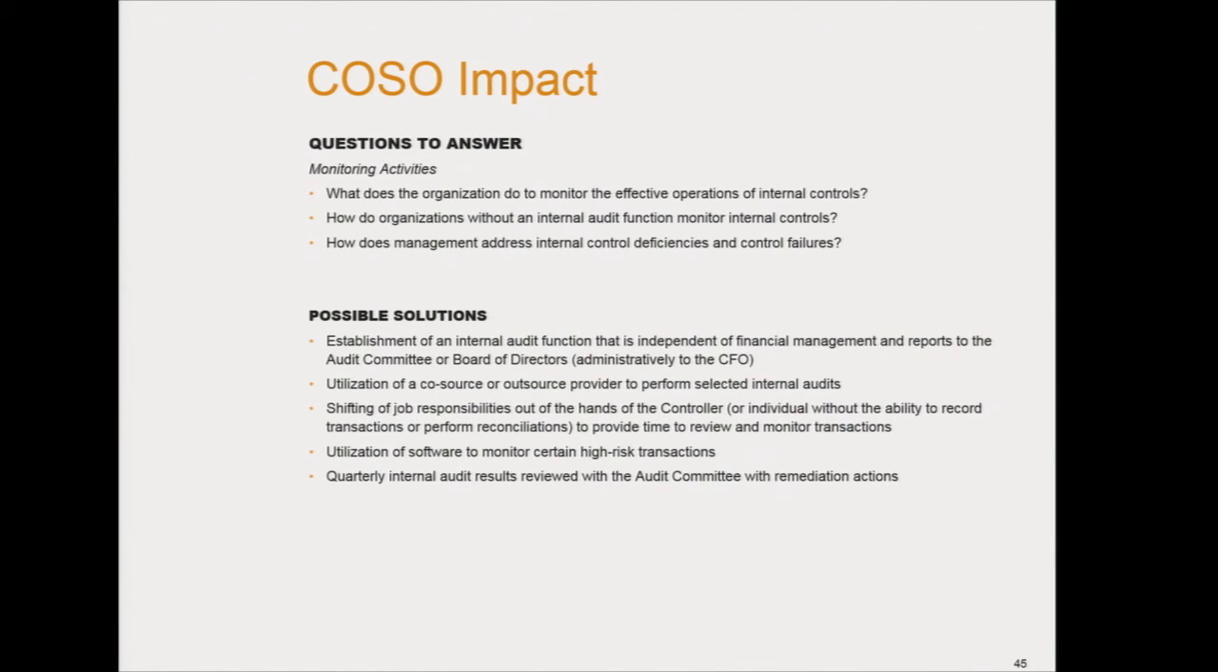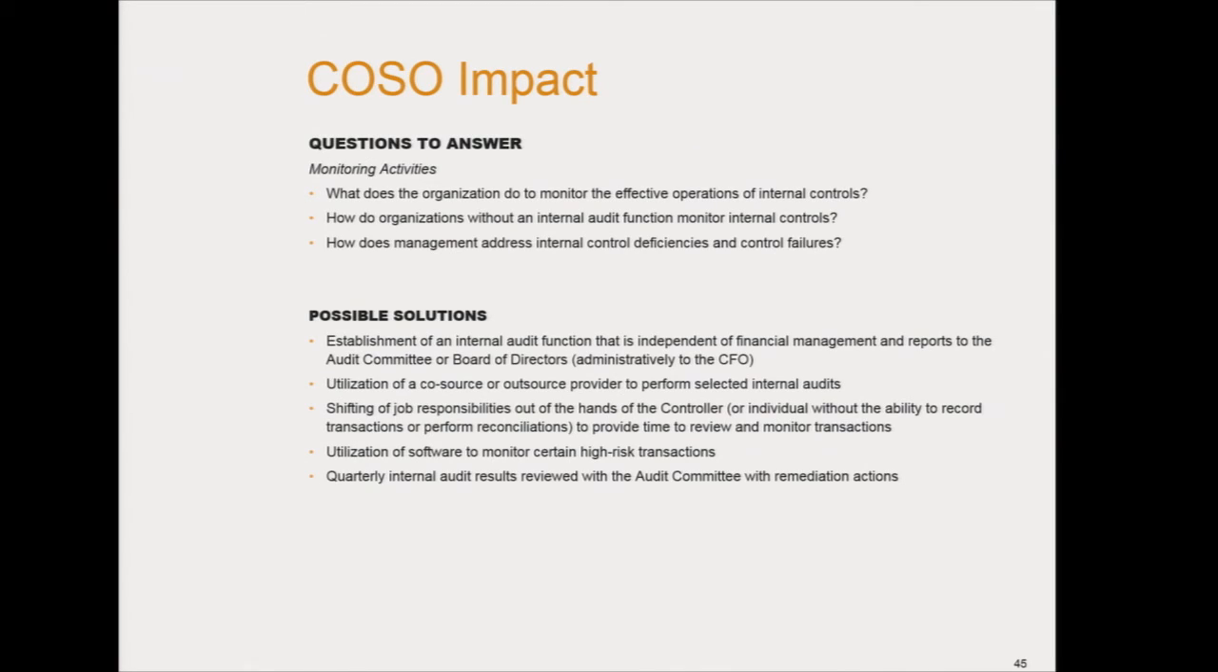For monitoring activities, just a little bit more consideration related to how the institution monitors the effective operations of internal controls. Does your institution utilize an internal audit function to monitor internal controls, or are those pushed down to each of the departments themselves? And then what is in place by management to address internal control deficiencies and control failures?